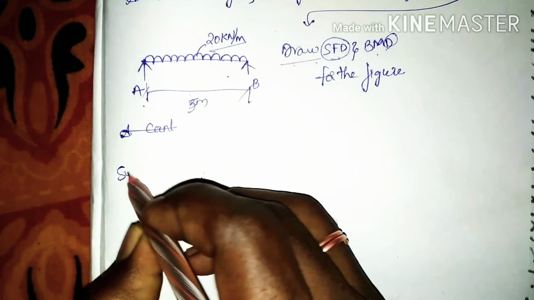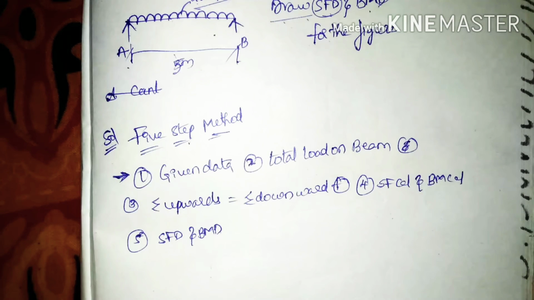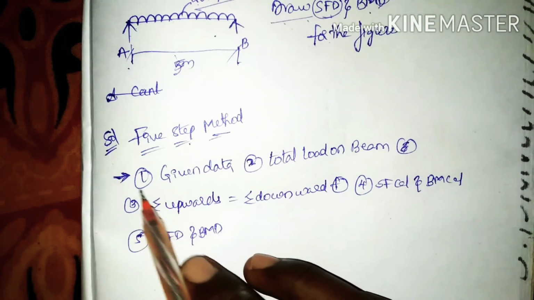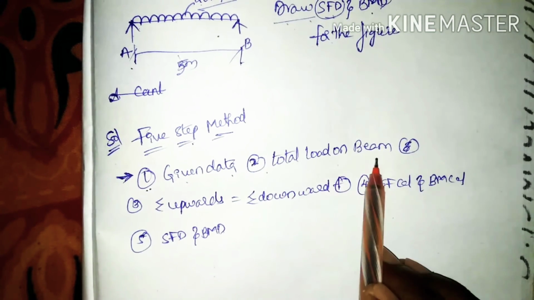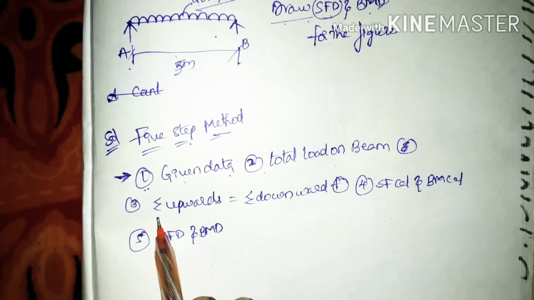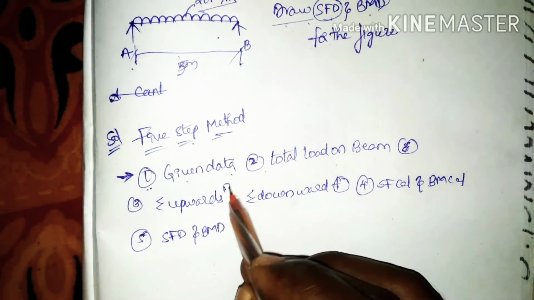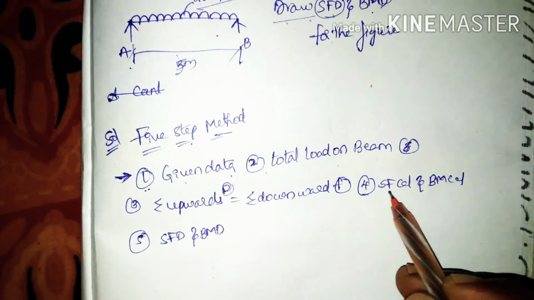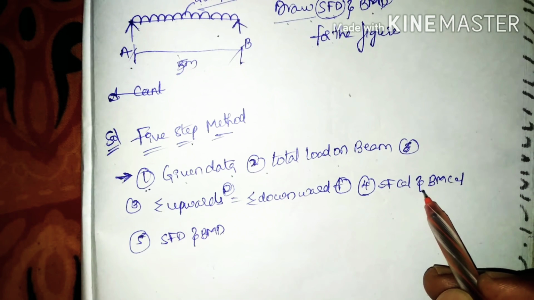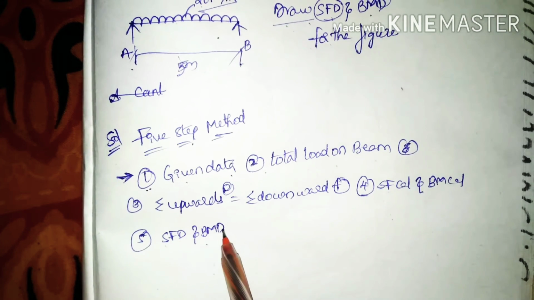This is our 5-step method. Number 1, given data, and number 2, total load on beam. Number 3, summation of upward reactions is equal to downward forces. Thereafter, shear force calculation and bend moment calculation, and the shear force diagram and bend moment diagram with respect to these values.